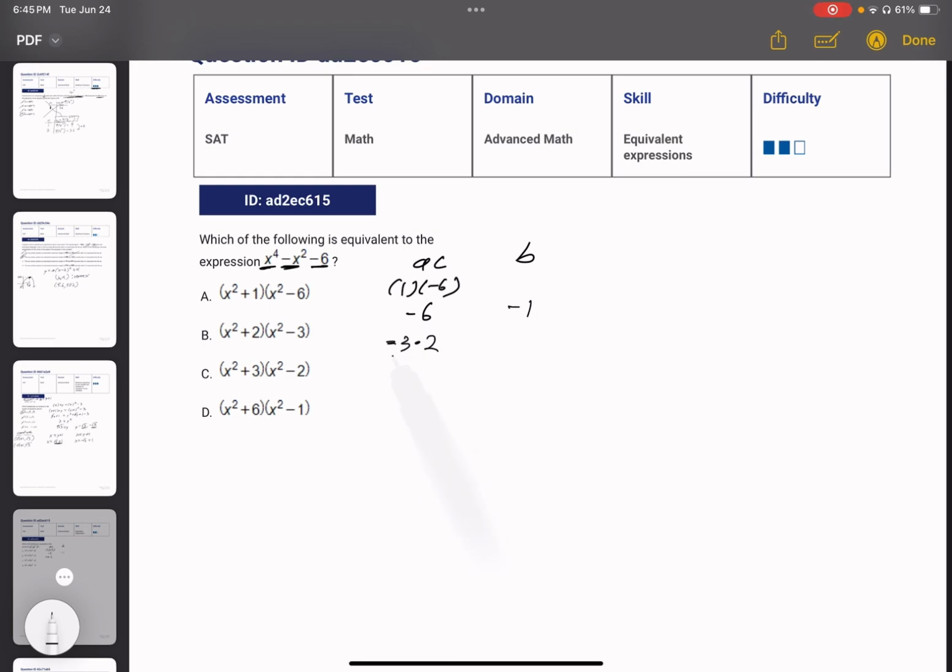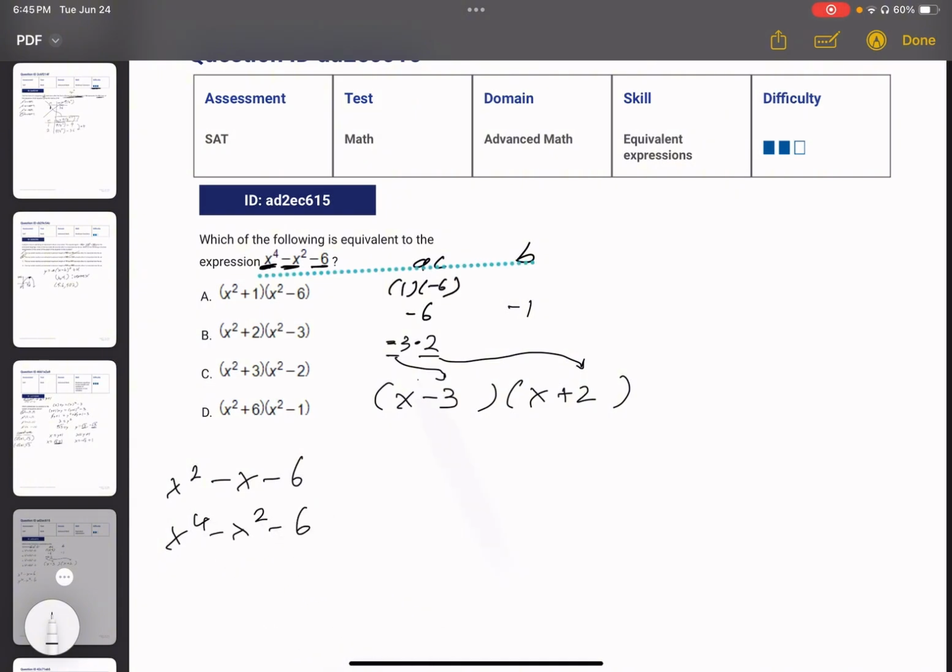And then you take these two numbers and you set a factored expression up like this, and then you would just plug each of these in. Since this is a positive, it's going to be positive. Since that's a negative, it's going to be negative. However, since when we factor, it's usually x squared minus x minus 6 and not x to the fourth minus x squared minus 6, we have to square each of these. So that's a very important little fact you need to know.